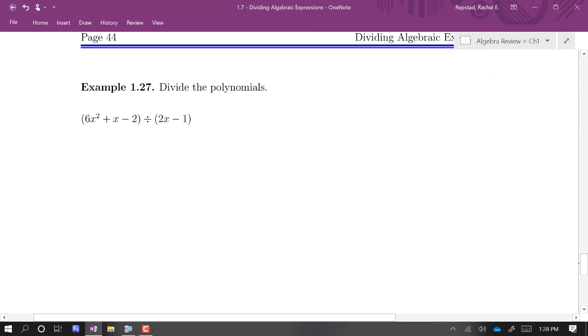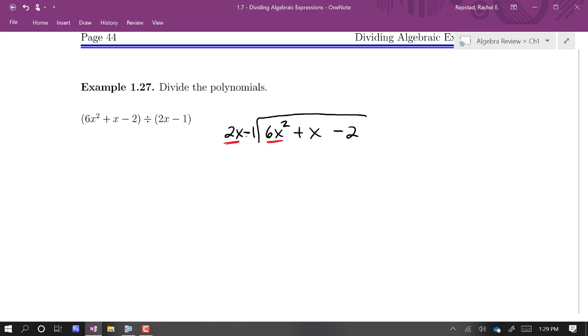So let's do one. Let's say we're going to divide these two polynomials, 6x squared plus x minus 2, by 2x minus 1. I'm going to set it up like a long division problem. And I'm going to pay attention first just to the first term in each of these expressions. So I've got the 6x squared and the 2x. I ask myself, what do I multiply by 2x to get 6x squared? And that is 3x.